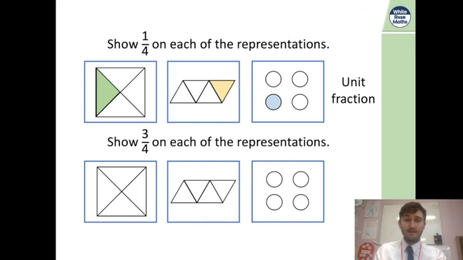Okay then, let's see, so 3/4. Well, I know that 1/4 is just one of them, so really all I need to do is shade in 3 of them. Just like so. On my next one, just like so. And on my next one, just like so. Remember, you might have shaded in some different ones, but as long as you have only shaded in 3 out of the 4, you've got the correct answer. And remember, these ones now, because I've got a numerator greater than 1, are called non-unit fractions.